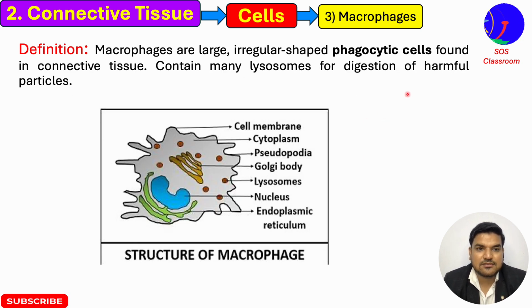Next is the macrophages. So macrophages are the irregular shaped phagocytic cells found in the connective tissue. You can see the structures of the macrophages: cell membrane, cytoplasm, pseudopodia, Golgi body, lysosomes, this is the nucleus, endoplasmic reticulum. So phagocytosis is present in the irregular phagocytic cells in the connective tissue and helps to damage or destroy the different types of microorganisms with the help of the lysosome enzymes.